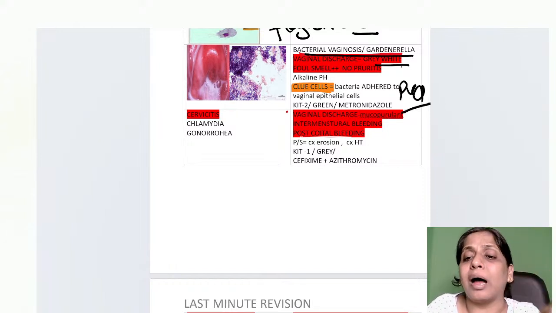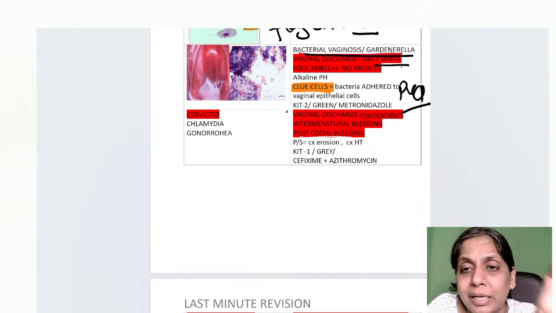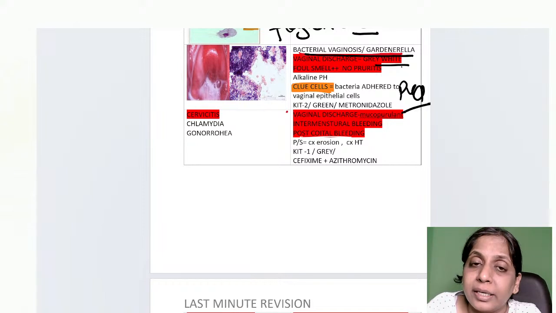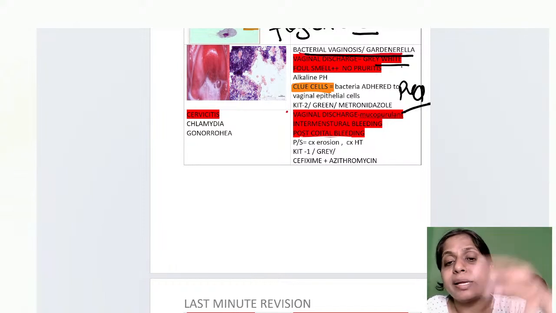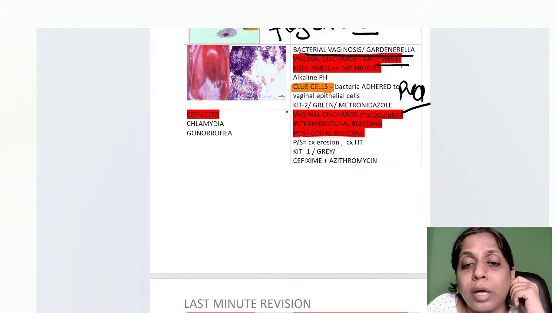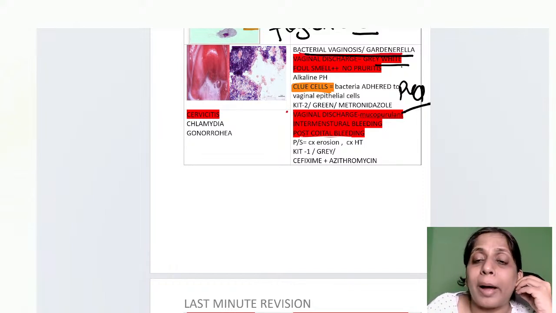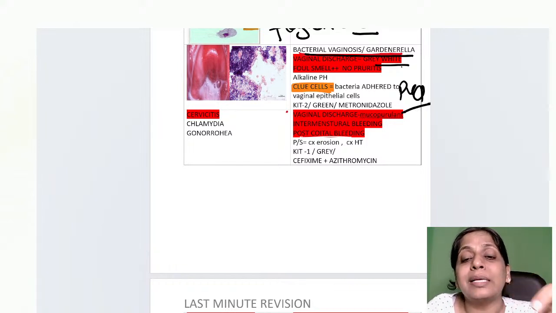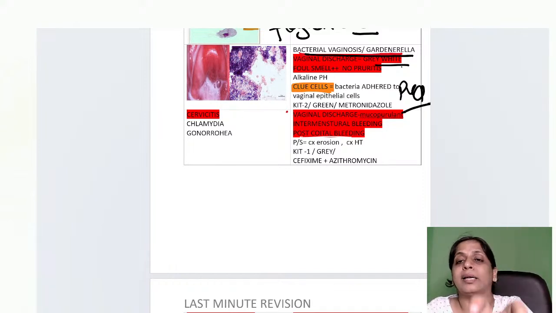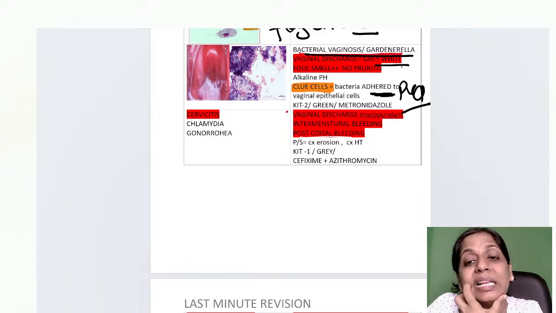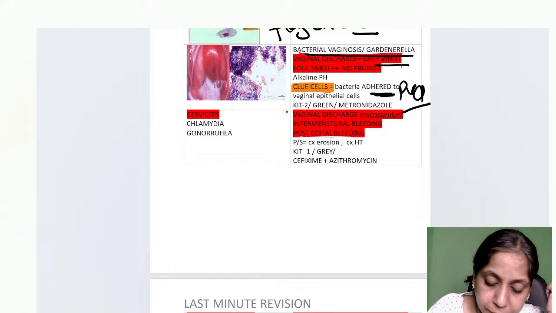The clue cells are the vaginal epithelial cells which are super loaded with Gardnerella. Vaginal epithelial cells के ऊपर भर भर के गार्डनेला चिपका हुआ है. So the word is Gardnerella adhere to the vaginal epithelial cells. So mind it, the clue cell is not the Gardnerella. The clue cell is the vaginal epithelial cell which has Gardnerella adhered over it. So the words adhere and vaginal epithelial cell are very important, right?